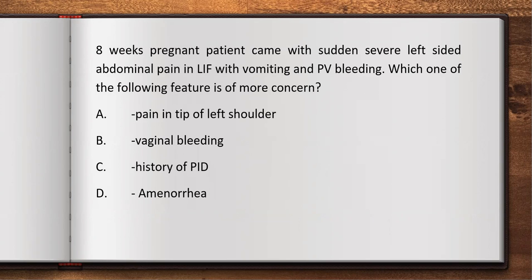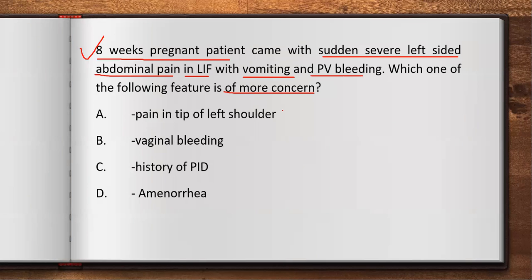All right. An 8 weeks pregnant patient came with sudden severe left-sided abdominal pain in the left iliac fossa with vomiting and per vaginal bleeding. Which one of the following features is most concerning for this patient? What's the diagnosis? If a first trimester pregnant patient comes to you with sudden severe abdominal pain, vomiting, and PV bleeding, you should always rule out ectopic pregnancy. Ectopic pregnancy can be ruptured or unruptured. Our concern is if this is a ruptured ectopic pregnancy.